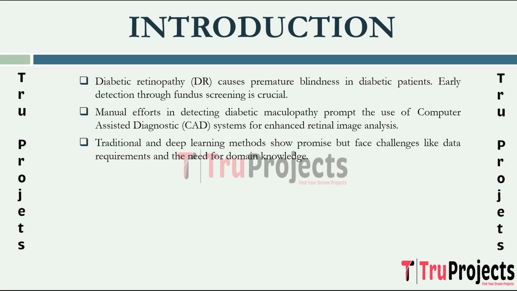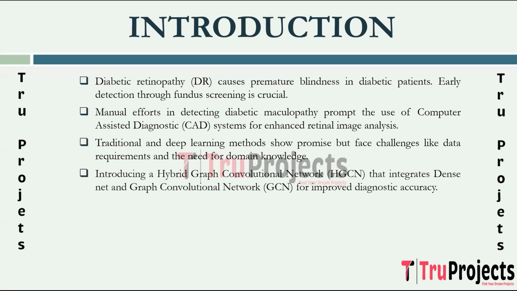Traditional machine learning and deep learning methods have shown promise in automatically grading diabetic retinopathy and diabetic maculopathy. However, challenges such as the need for extensive data, domain knowledge for feature engineering, and optimization for clinical adaptations persist. The project introduces a hybrid graph convolutional network that combines DenseNet and graph convolutional network. This hybrid approach aims to improve the accuracy of diagnosing retinal disorders by integrating discriminative features learned through GCN layers.